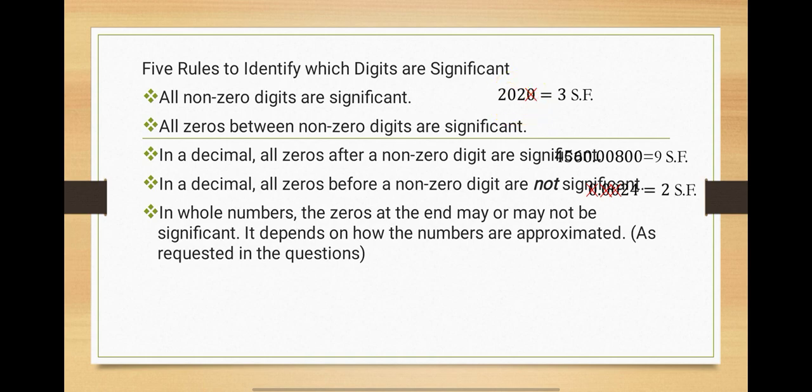So for the fourth rule, in a decimal, all zeros before a non-zero digit are not significant. We have a technical issue here too, so hope we can still see it. 0.0024 has only 2 SF, right? Because the 0s are in front of the 2 and 4. According to the fourth rule, they are not significant.